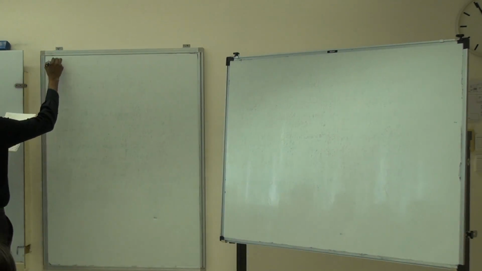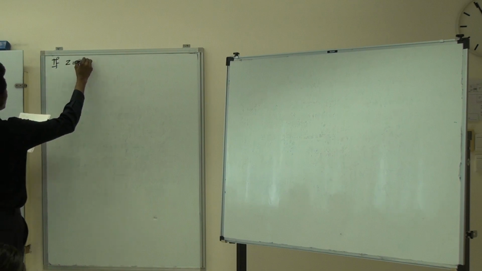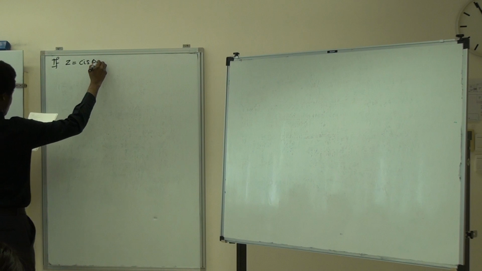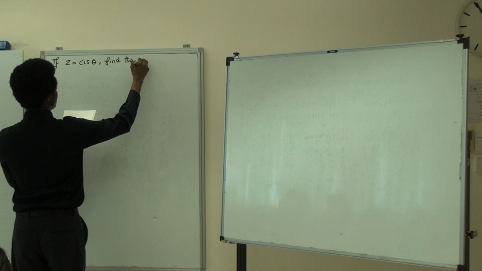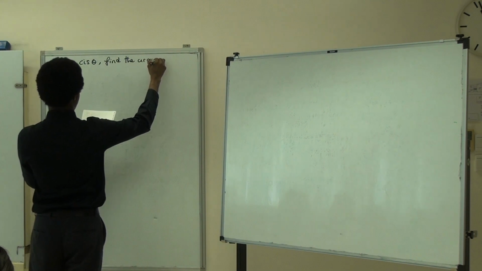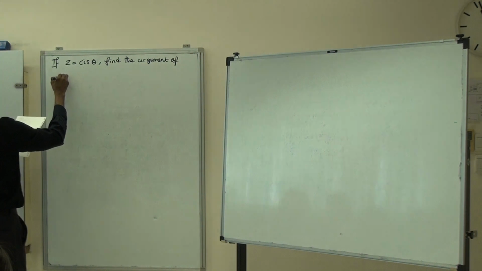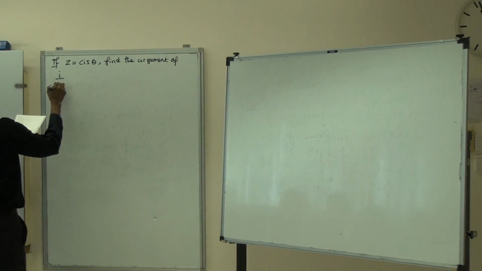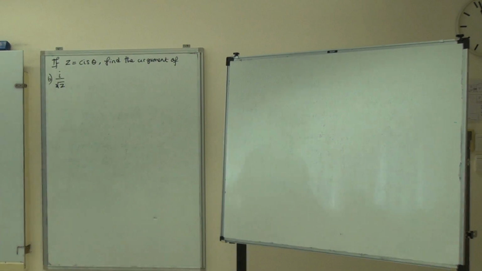So the question once again says, if z equals cis theta, find the argument. You don't have to copy the question again. Find the argument of this particular one, i divided by cube root of z. That is the B part that I asked you to try to complete on your own yesterday.